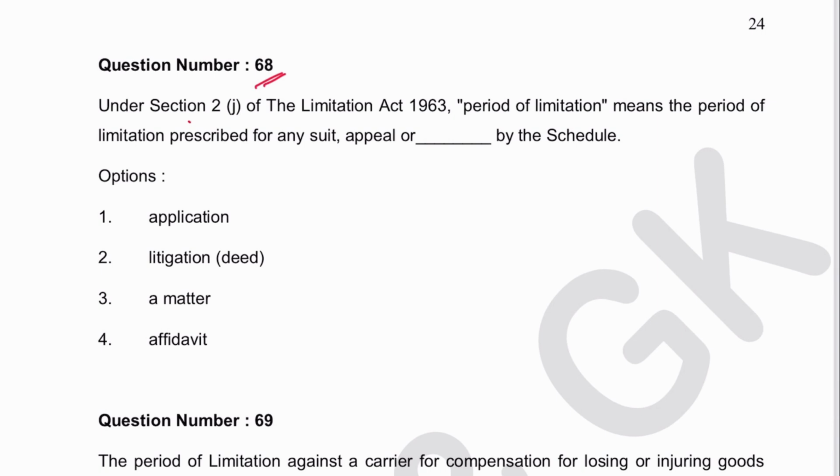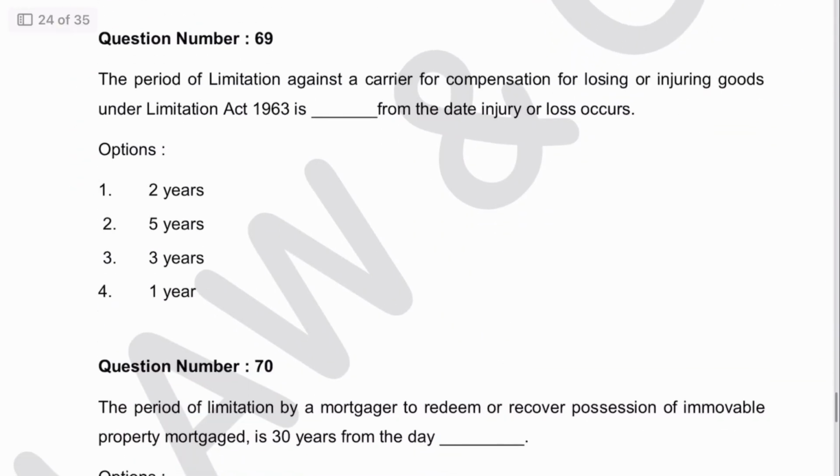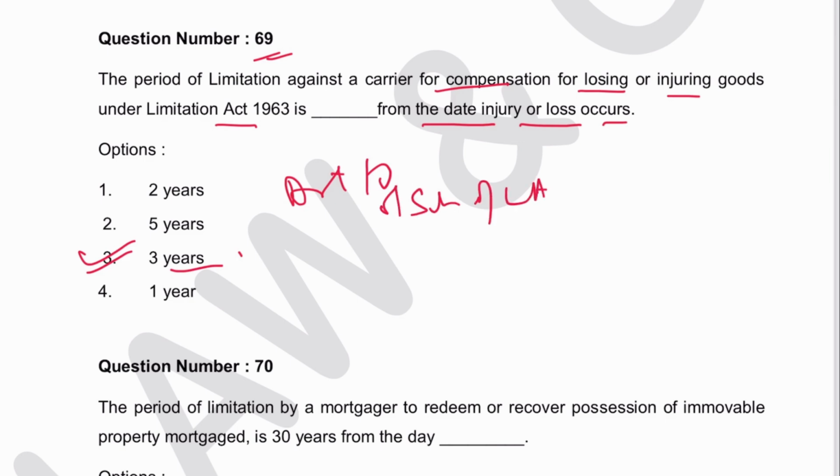Next 68. Under section 2J of Limitation Act, period of limitation means the period of limitation for any suit, appeal or application prescribed by the schedule. So 1 is the answer. Next 69. The period of limitation against a carrier for compensation for losing or injuring goods under Limitation Act is dash from the date of injury or loss occurring. It is 3 years. 3 is the answer, and this is mentioned in Article 10 of Schedule of Limitation Act.